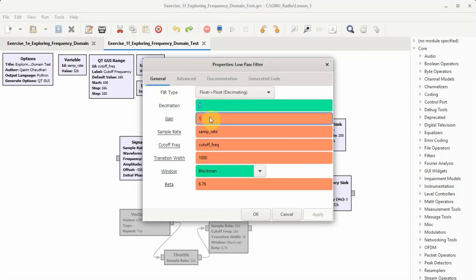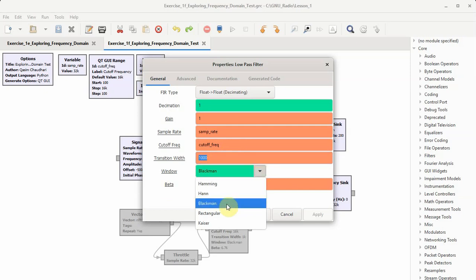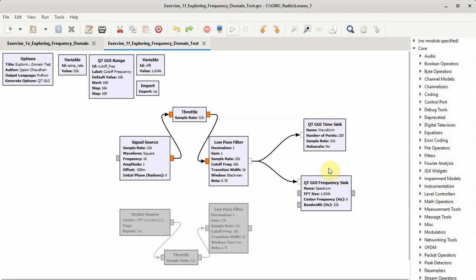Gain I have chosen as 1 for this example. Sample rate is a sample rate, the cutoff frequency, transition width 1000 hertz. The window is Blackman, and this beta is related to Kaiser window. And since we have chosen Blackman window, this option doesn't basically matter to us. Time sync, frequency sync. Let's see what this flow graph is doing.